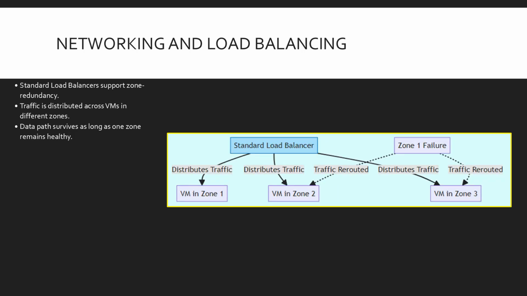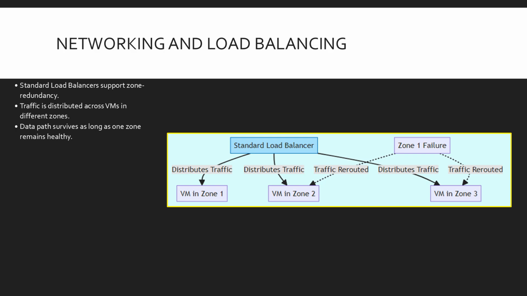Networking plays a key role in connecting these zones. You can deploy a zone-redundant load balancer to distribute traffic across virtual machines located in different zones. This configuration is powerful because, with zone redundancy, the load balancer's data path survives as long as at least one zone in the region remains healthy. It is important to note that this capability typically requires the standard SKU for resources like load balancers and public IP addresses, as basic SKUs do not support availability zones.